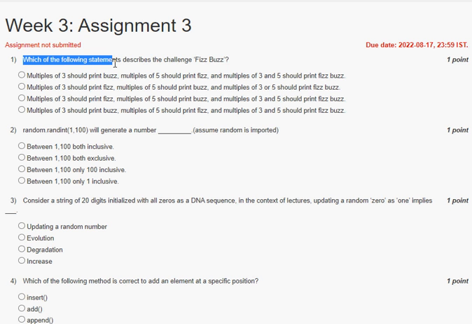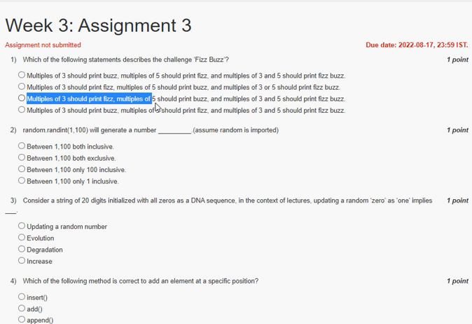First question: which of the following statements describe the challenge FizzBuzz? The answer for the first question is the third option. Multiples of 3 should print fizz, multiples of 5 should print buzz, and multiples of 3 and 5 should print FizzBuzz. So the third option is the correct one.